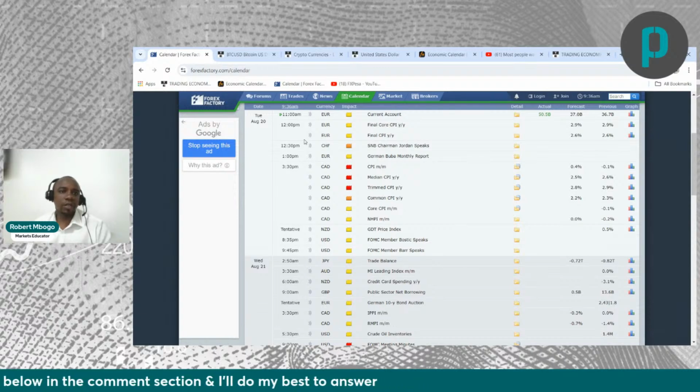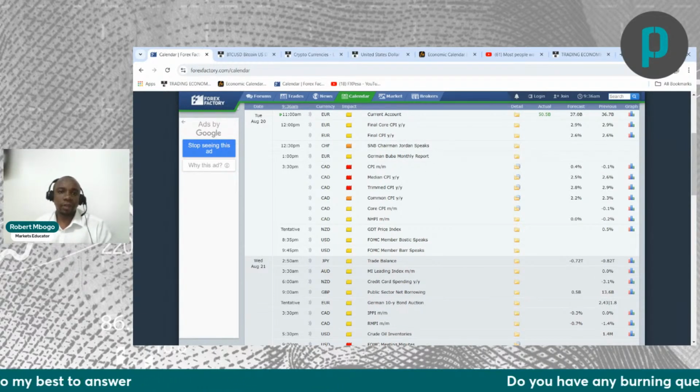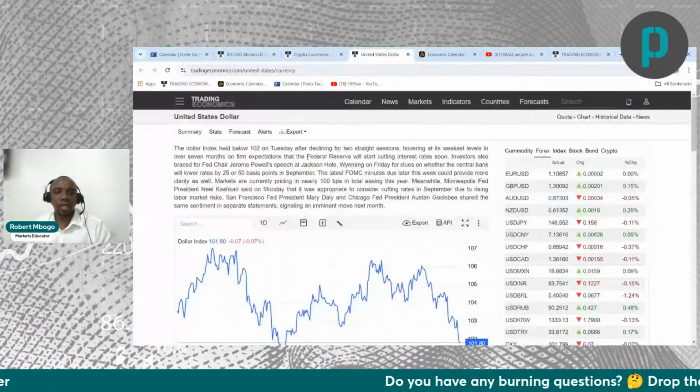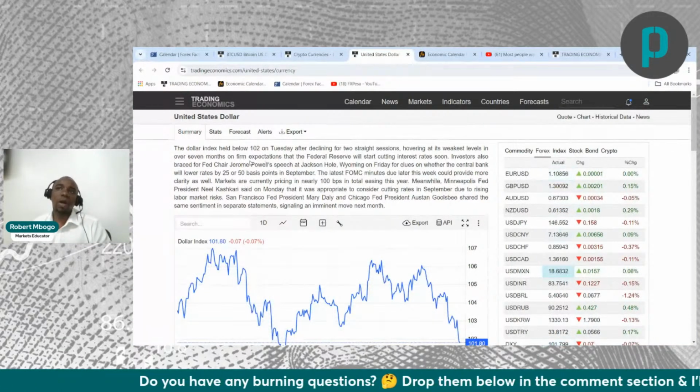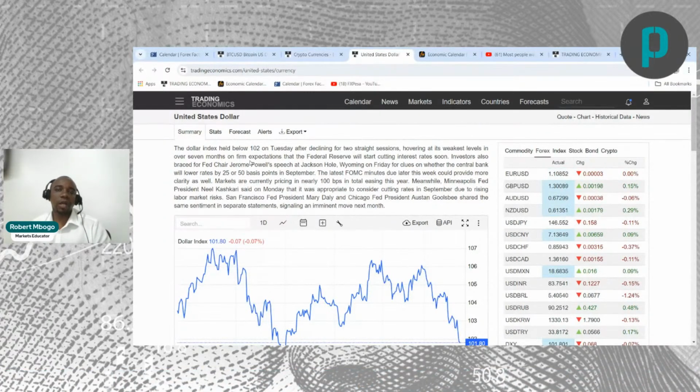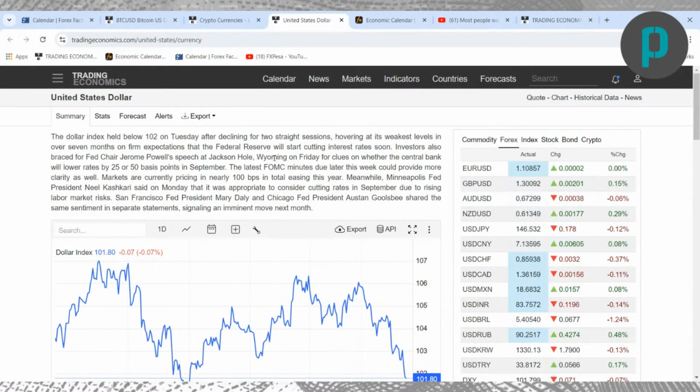And also maybe we can have a look at some cryptos and see there's also a dip in the US dollar. We've been seeing a lot of that playing out. The dollar has been weak. Why? It's because of the anticipation of rate cuts in September. So the Jackson Hole meeting will give us clues on whether the central bank will lower rates by 25 or 50 basis points in September.